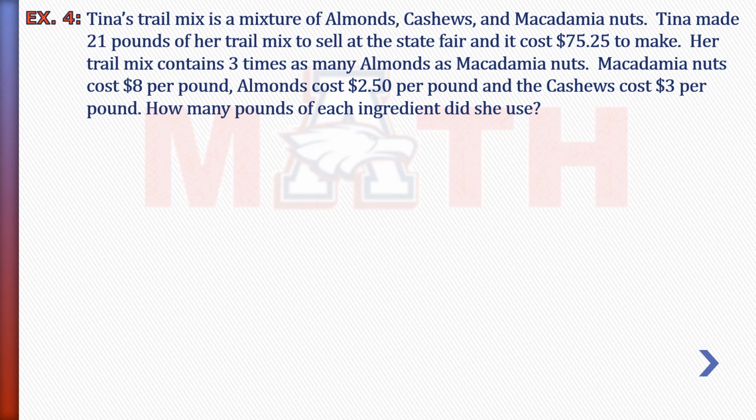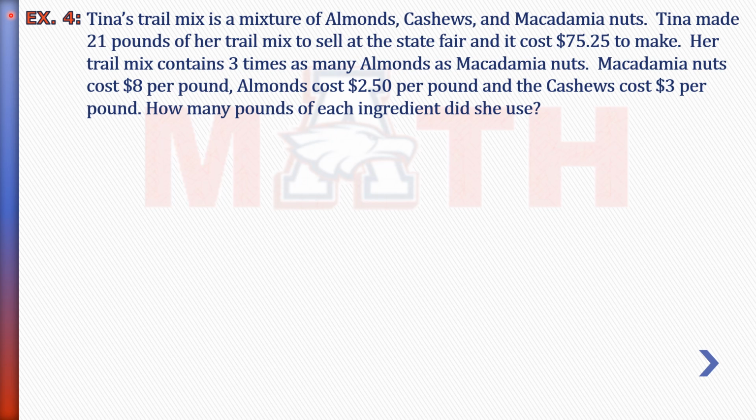All right, now it's time to apply this to a word problem. So here I have Tina's trail mix is a mixture of almonds, cashews, and macadamia nuts. Tina made 21 pounds of her trail mix to sell at the state fair, and it cost her $75.25 to make.